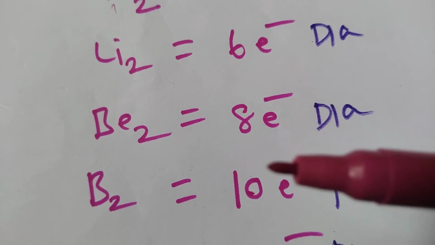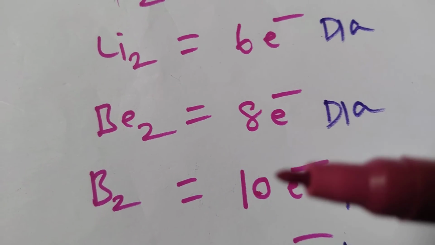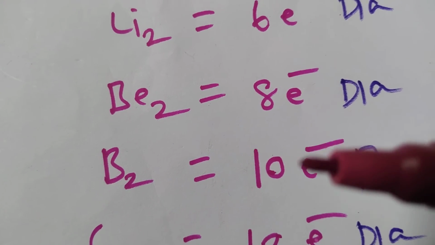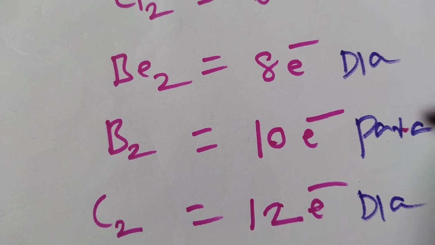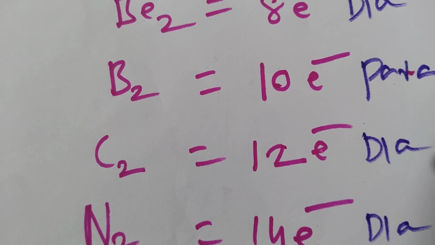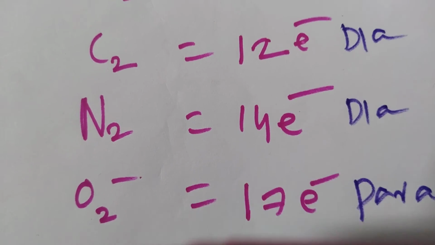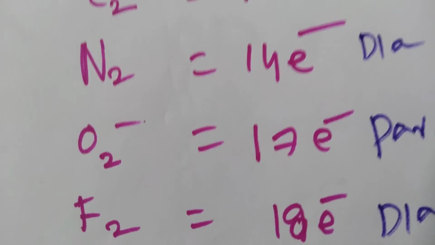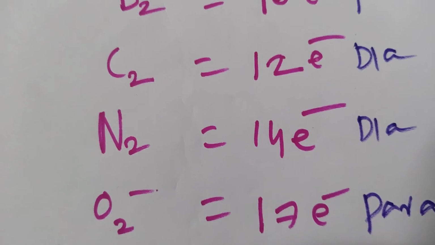B2, 10 electrons, this is an even number, actually this may belong to diamagnetic, but it is an exception case. This is paramagnetic, due to the presence of unpaired electrons in bonding and anti-bonding orbitals. Please note it. C2, 12 electrons are there, this is an even number, diamagnetic. N2, 14, even number, diamagnetic. O2 minus, 17, paramagnetic. This is a 17 electron species, paramagnetic. F2, 18 electrons, even number, diamagnetic.